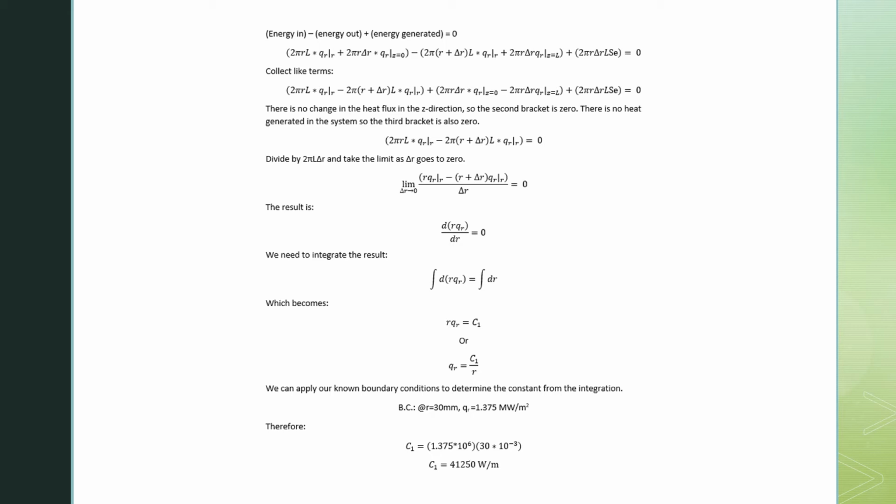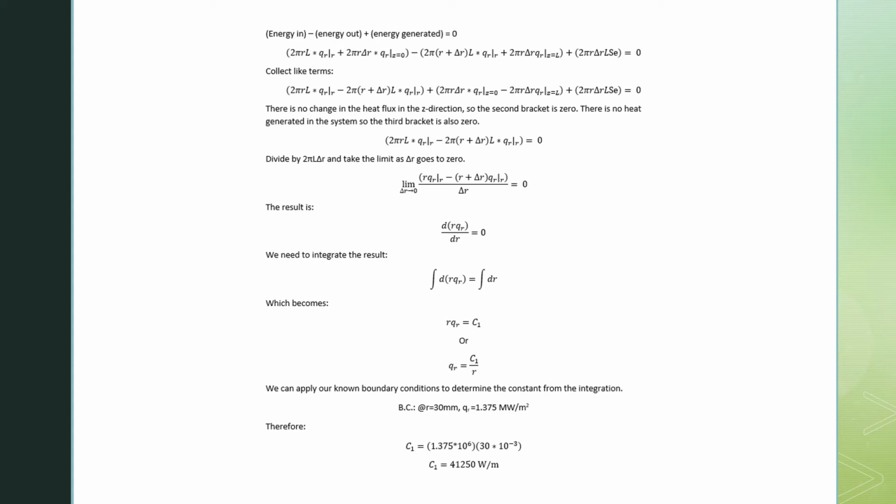Doing so will net them the equation d(r q_r)/dr is equal to 0, which they will then integrate to get r q_r is equal to C1, or simply q_r, the heat flux, is equal to C1 over r. Once they have this, the student must realize that the boundary being investigated is at the wall, and as such, C1 over r cannot be simplified to 0.